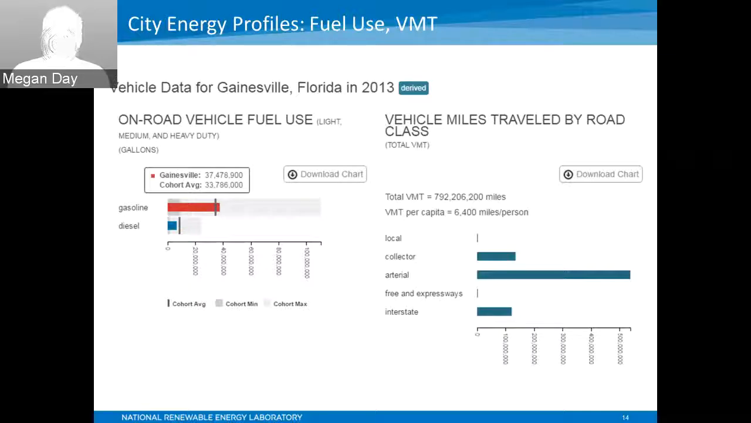So we also modeled fuel consumption and vehicle miles traveled within each city. A lot of times in the US, you'll have a regional planning organization that will have an estimate for the region as far as fuel consumption and vehicle miles traveled. But we wanted to provide that data again at the city-specific level so that cities could make decisions based on their own context for energy consumption, and in this case, fuel use.